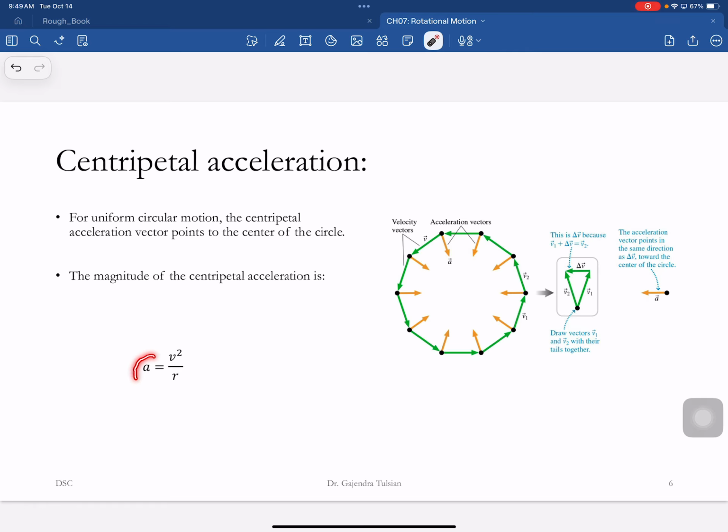Here's the magnitude of the acceleration. The acceleration is the speed squared divided by the radius of the circle. Again, like I said, the smaller the radius of the circle, the greater your acceleration, the greater the force you have to apply. So at the same speed, if you're going in a smaller circle, that's harder to do. For a given circle, the faster you're going, that's harder to do. So this is the magnitude of the centripetal acceleration.